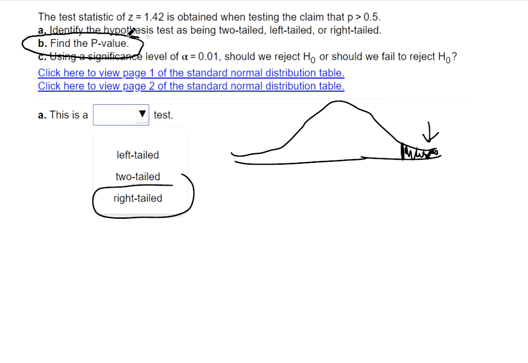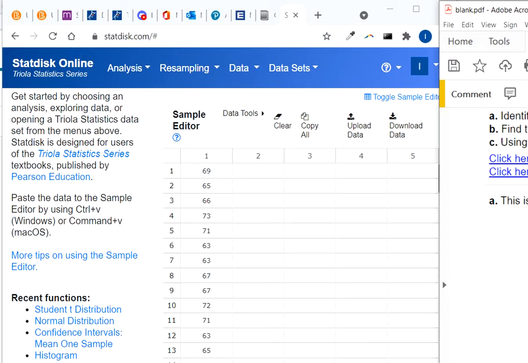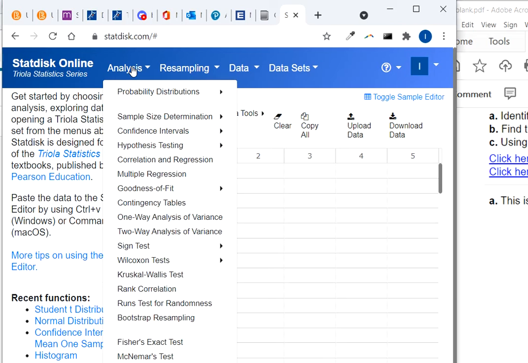So finding the p-value. Let me pull up, what do we use? Not StatCrunch, that's an old one. StatDisk. Let me pull up StatDisk. To find the p-values, you could use these tables. That's kind of an old school way of doing things. A quicker way is to go to statdisk.com, that free website we've referenced in this course.